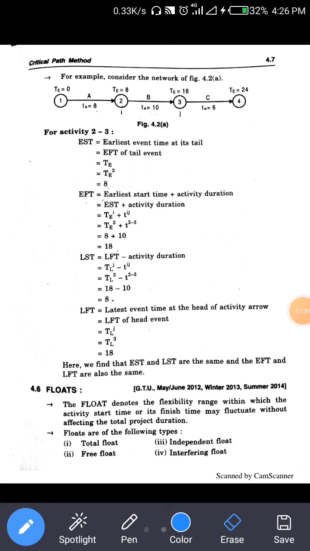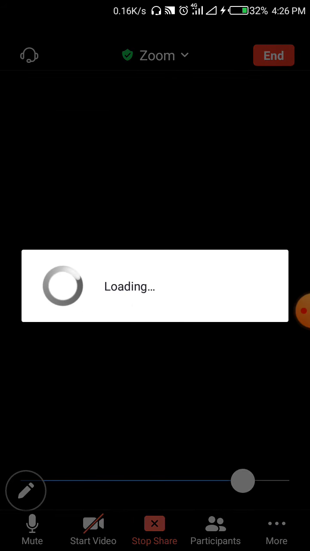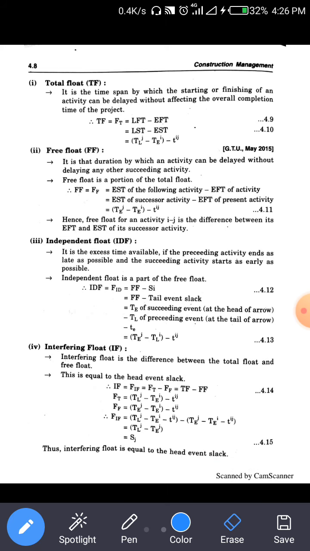Now the next topic is floats. The total float is the flexible range within which the activity start time or its finish time may fluctuate without affecting the total project duration. There are four types of float: total float, free float, independent float and interfering float. One by one we discuss them. First we start with the total float.